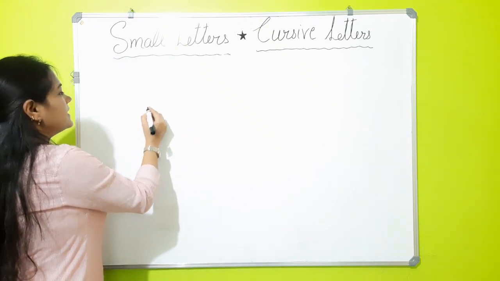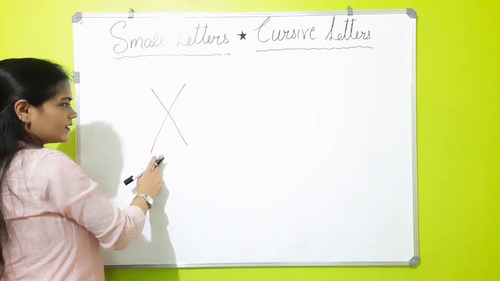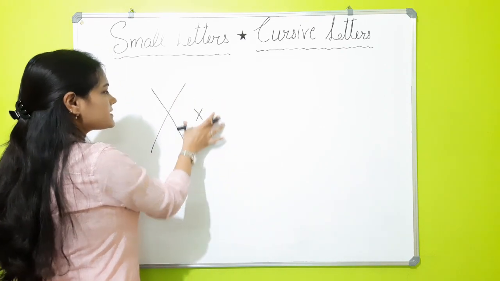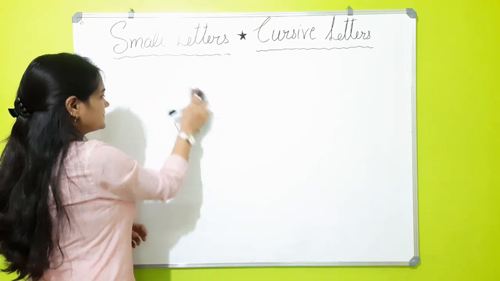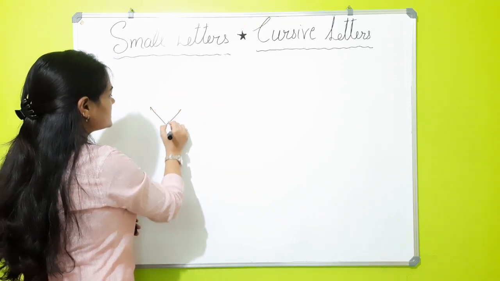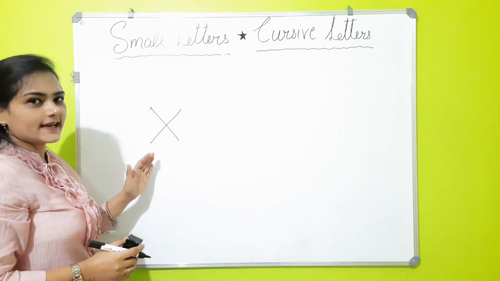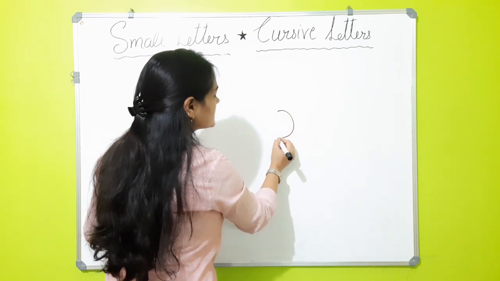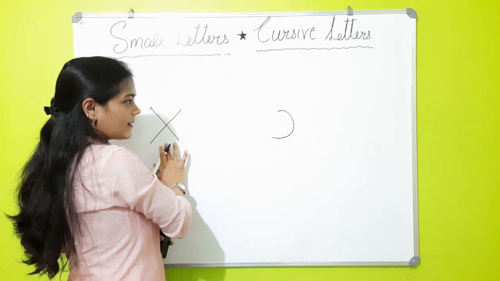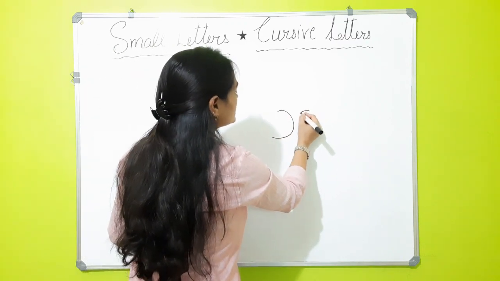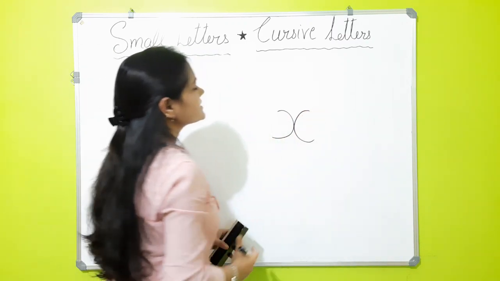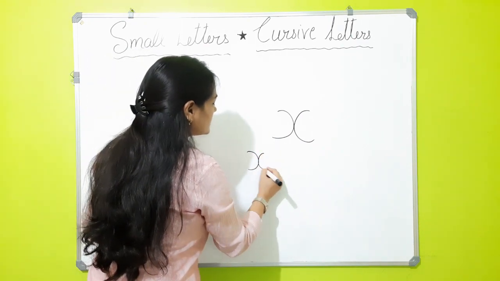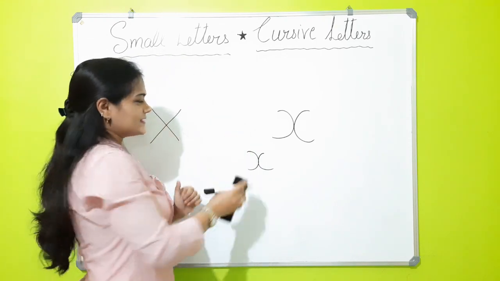X. So see, capital letter X we write like this. And small letter also we will write like this but smaller in size. Fine. This is your simple letter, small letter X. When we write it in cursive way, we'll make two small semicircles. Size will be same, okay, but this will be written with the help of two semicircles. Like two C's, see here. But it's not so easy.